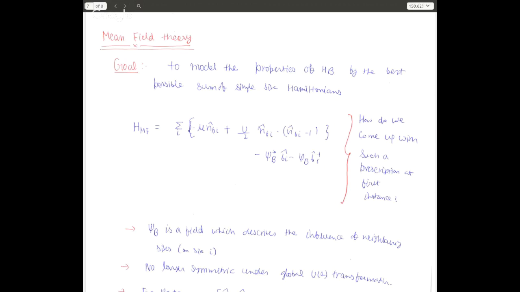I have a small question. Psi b is a field, right? It's not a number, is it? You can have a scalar field which is uniform over the lattice.